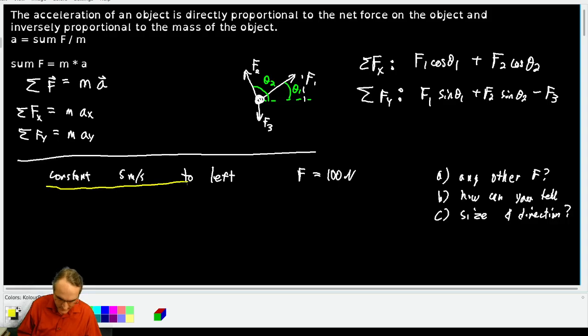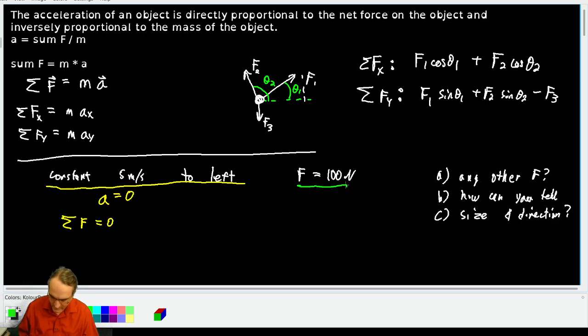First, constant 5 meters per second to the left is telling us the acceleration is 0. Why? The speed and the direction, neither one are changing. No change in speed or direction, no acceleration. Alright, the rest of it. Sum of forces must therefore be equal to 0.